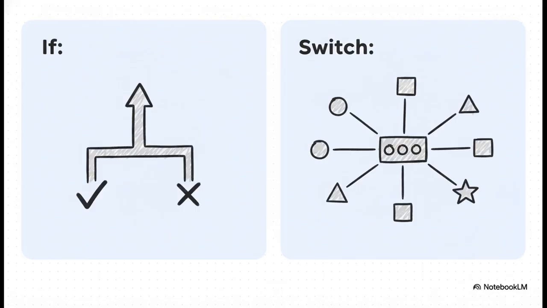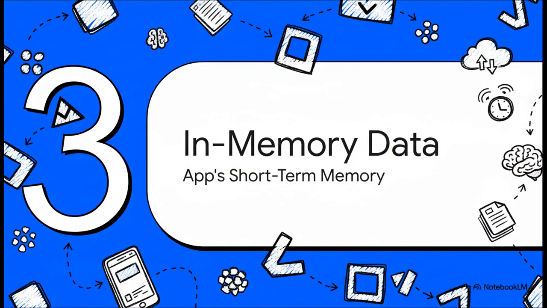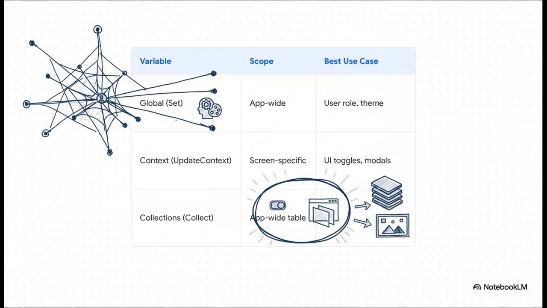Right, so a smart app needs a memory. An app that can't remember anything from 1 second to the next isn't very useful, is it? This is where variables and collections come in. They're basically your app's short-term memory. And this table breaks it down perfectly. Think of a global variable like a sticky note you put on your monitor. You see it no matter what you're doing in the app, perfect for things like the user's name.